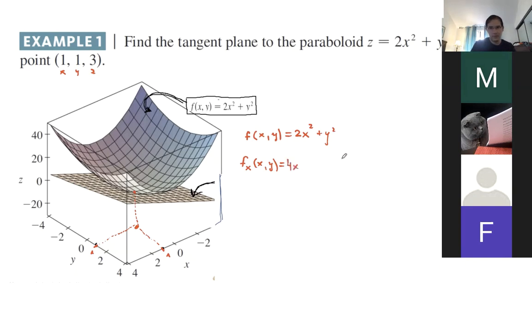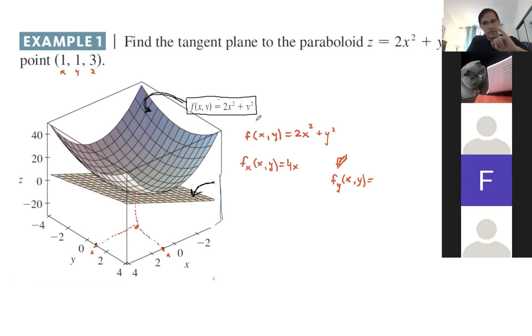And let's compute the partial derivative of this function. Well, I don't use the prime notation, but let's compute the partial derivative of this function f, but now with respect to y of x, y. Okay, I'm going to ask you also this question. What is the partial derivative of this function with respect to y now? 2y. Excellent. 2y.